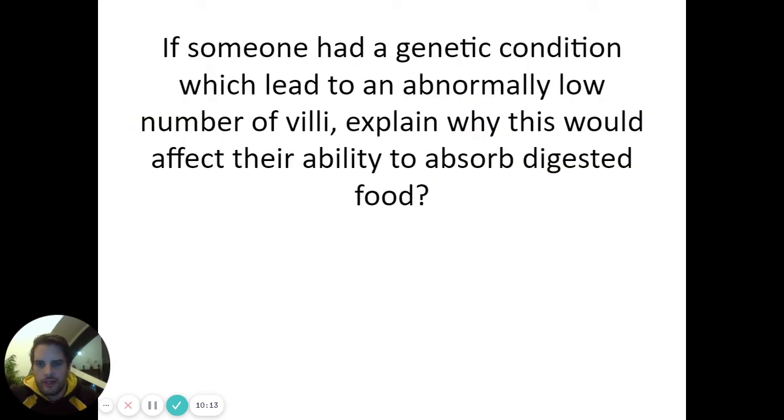So you can pause now and try and answer this question, and then play when you want to know the answer. Okay, so if you've pressed play, hopefully you realise that the less villi you have, the less absorption is going to happen because you've decreased surface area.